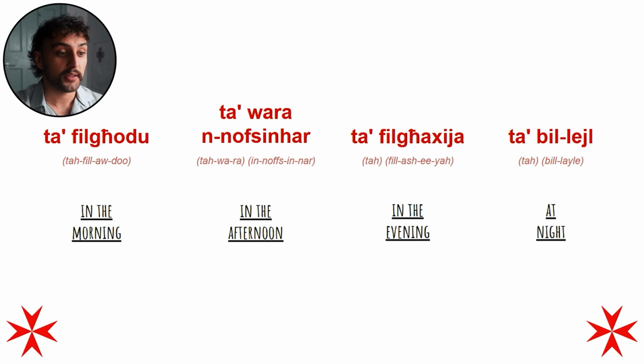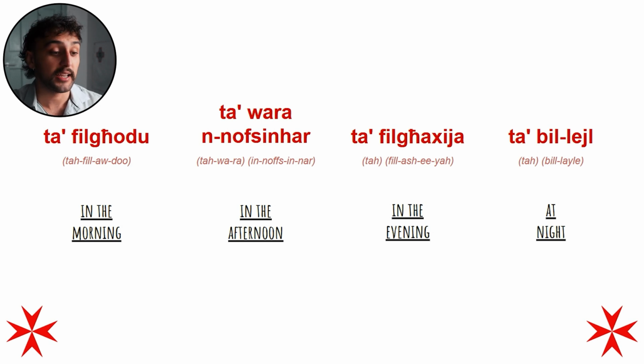Now, these next words can be used if you want to be more specific when telling the time in Maltese. So for example, if you're trying to arrange to meet somebody, you might want to say, I'll meet you at 8 o'clock in the morning or 6 o'clock in the evening. Of course, this isn't 100% necessary, just like it isn't necessary in English. But who knows, there might be occasions where you need to make it clearer to the person you're talking to.